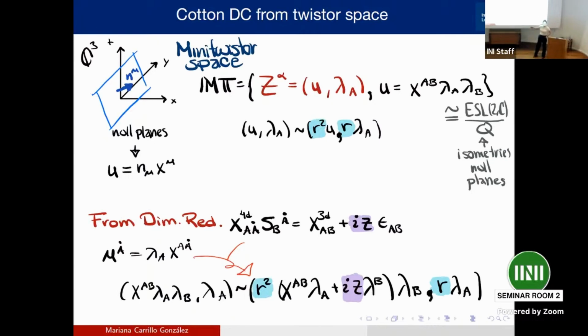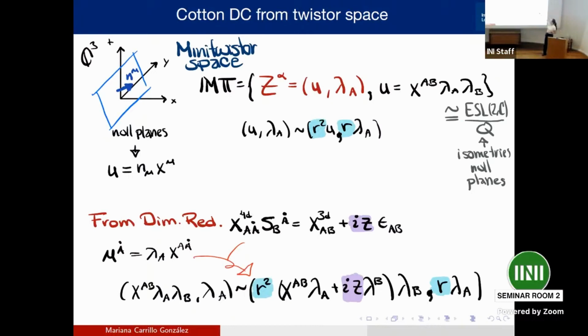And there's a very simple way of seeing this in this case. So now mini-twistor space is defined by a twistor like this, with U a complex number and lambda alpha, again, just a spinor. The equation of a null plane now can be thought of like this. So n mu will be the perpendicular to the plane, x mu, again, just your coordinates, and U just a complex number. If you put this in spinorial notation, you get the incidence relation that's here for mini-twistor space.